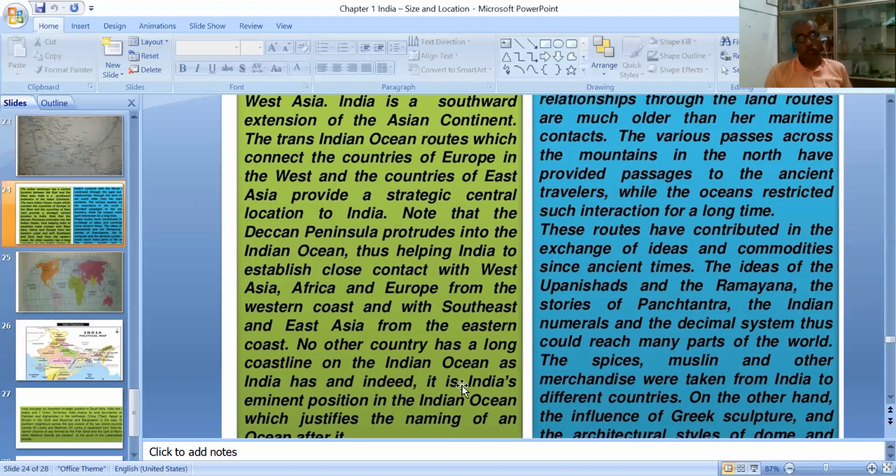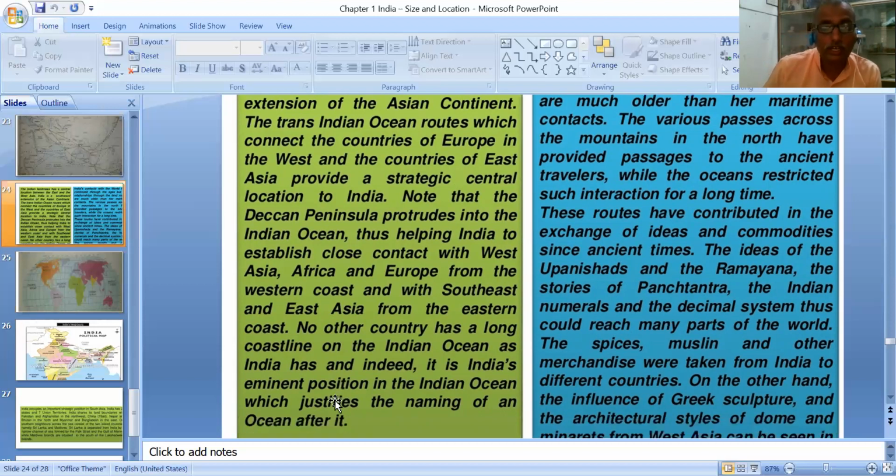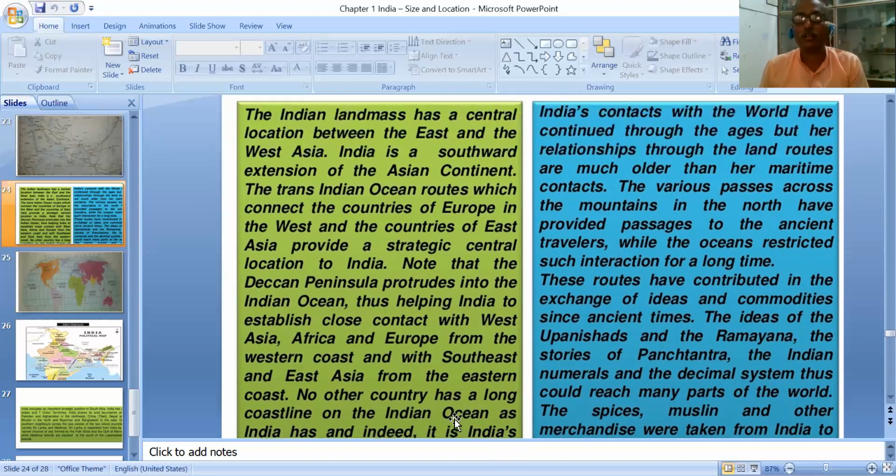And this is the only ocean in the world which has been named after a country. So that is the greatness of this landmass. We can understand how significant this landmass is in the world, for the different parts of the world also. Indeed, India's eminent position in the Indian Ocean justifies the naming of an ocean after it. This is one of the very important aspects which we all should understand.